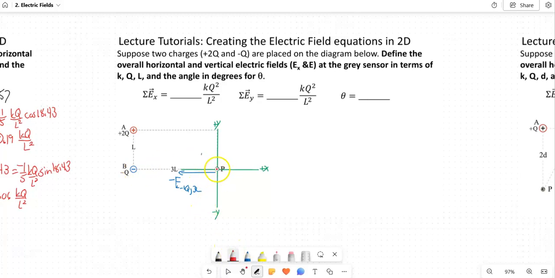This positive 2Q, which we've just done in this tutorial, but we're doing it again. Okay, it's pointing directly away from that positive 2Q. And we don't know the distance. So just like the last tutorial, we've got to figure that distance out. And yes, I know I'm doing everything from scratch again.